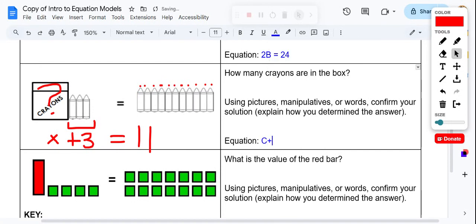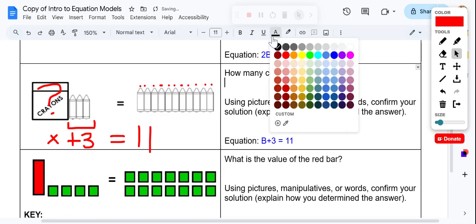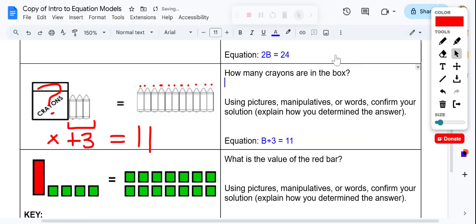Let's do B for box. However many are in the box plus 3 on the outside should equal 11. So how many crowns are in the crown box? What number plus 3 is 11? There are 8.